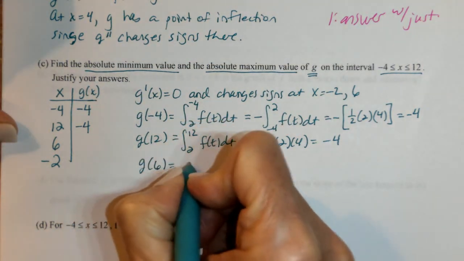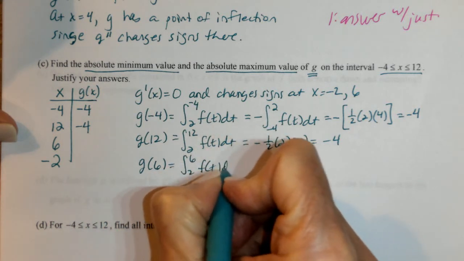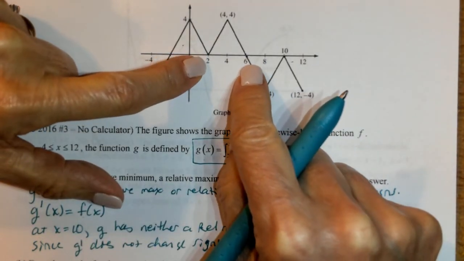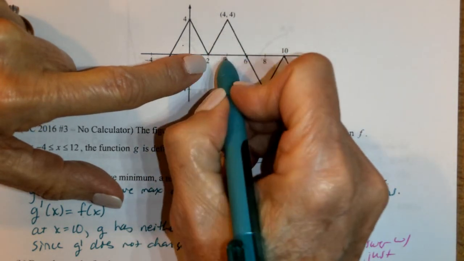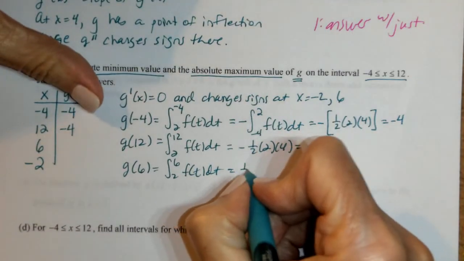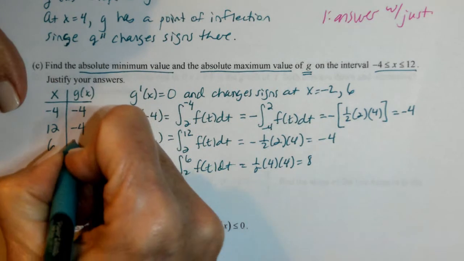G of 6 will be the integral from 2 to 6. Well, from 2 to 6, I'm completely above the x-axis, and this is another triangle, 1/2 base times height, 1/2 4 times 4, which is 8.